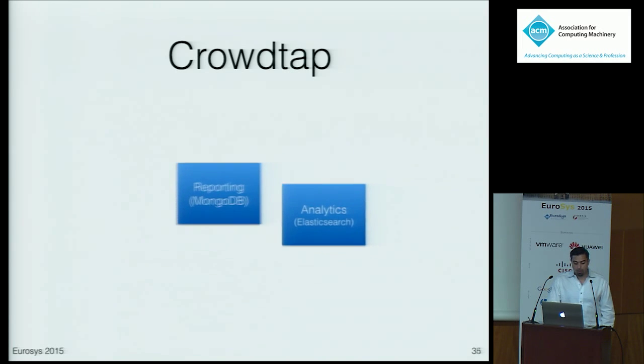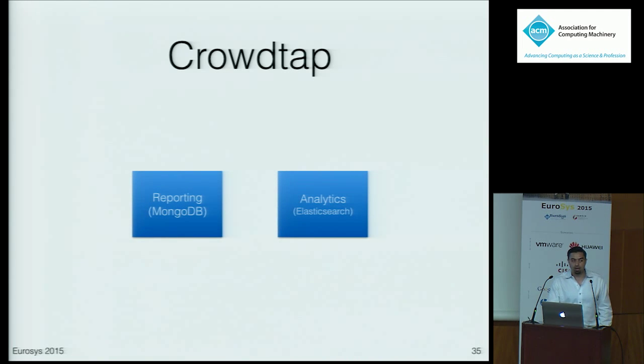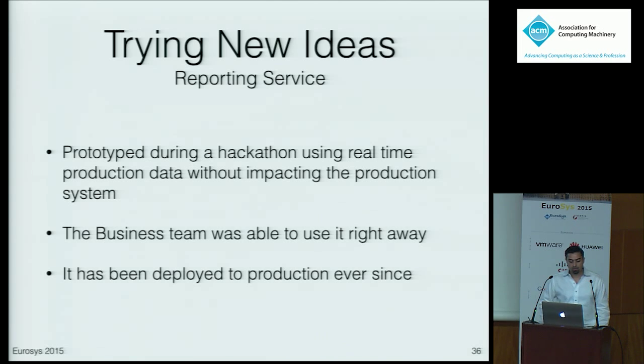Let me tell you two stories around the reporting and analytics service that show how Synapse allowed the CrowdTap development team to be more agile. Synapse allows the team to try a new idea very easily. An employee developed a prototype of the reporting service during a hackathon using real-time production data on his laptop. Because of the isolation guarantees Synapse provides, he was able to consume fresh production data without impacting the main application. The business team was able to use it right away, and the reporting has been deployed in production ever since.